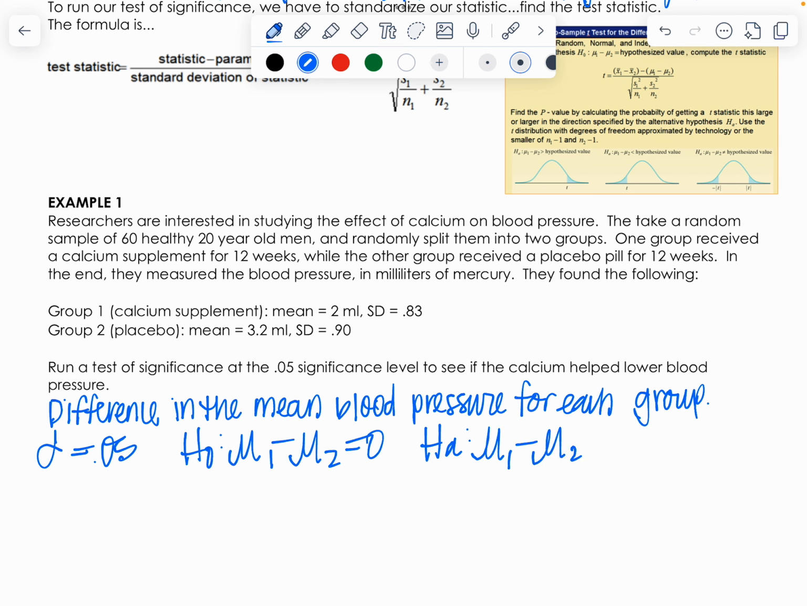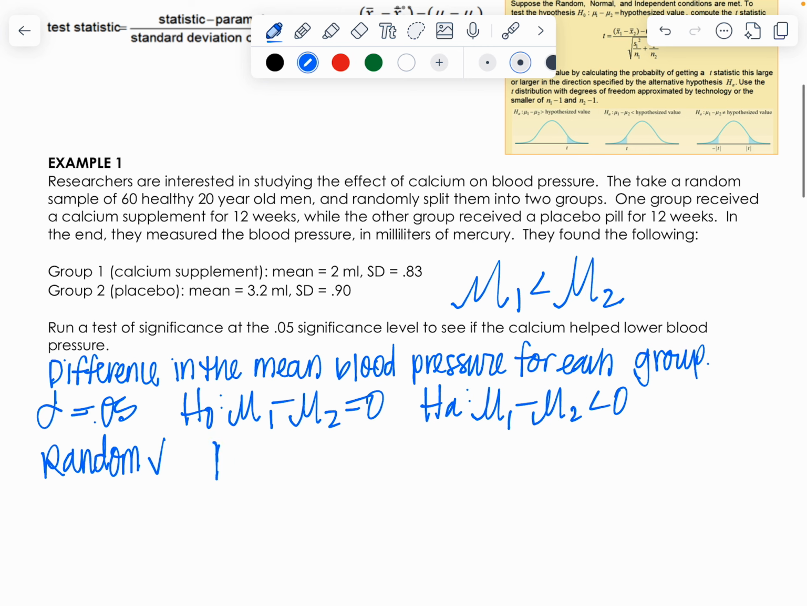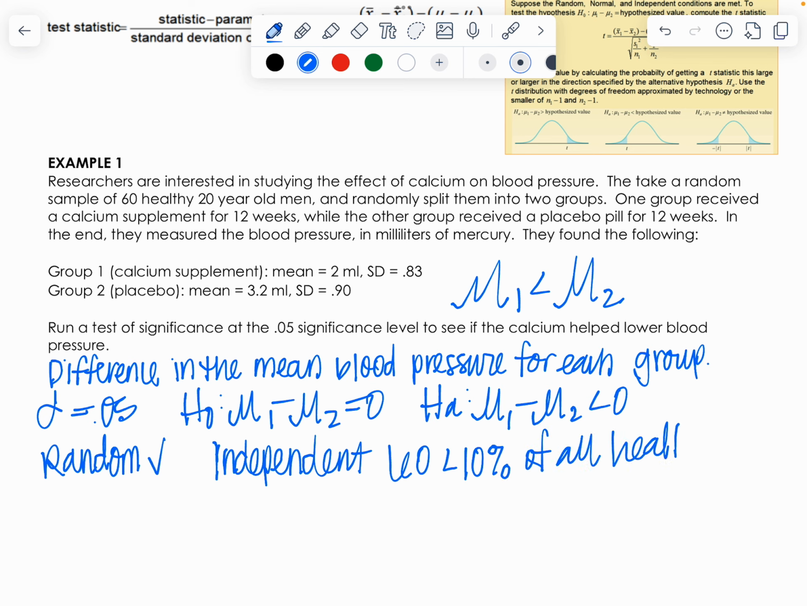Let's see here. So, run a test of significance to see if the calcium helped lower blood pressure. Remember, group 1 is calcium. So here this means that mu1, the mean for the calcium group, is less than mu2. So when we subtract them, we get a negative value. All right, we did take a random sample of absolutely less than 10% of the population. Our sample was 60, so 30 and 30 is definitely less than 10% of all healthy 20-year-olds.